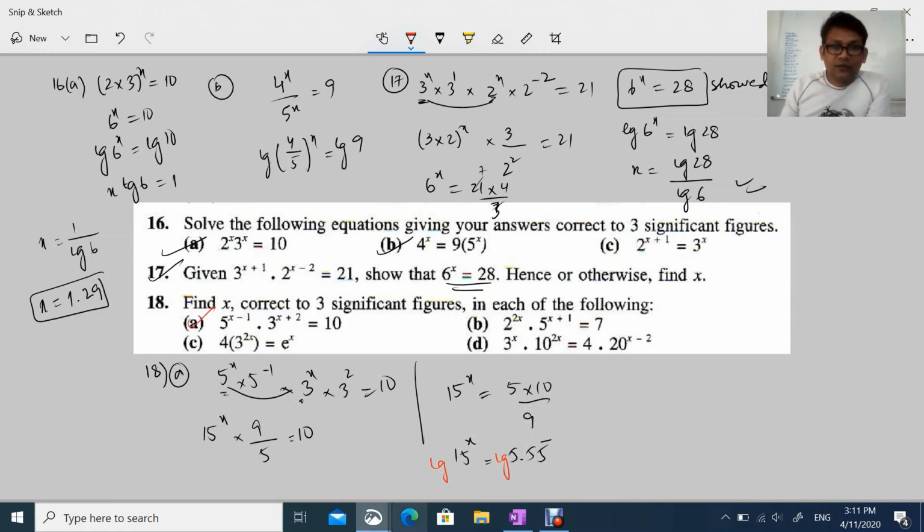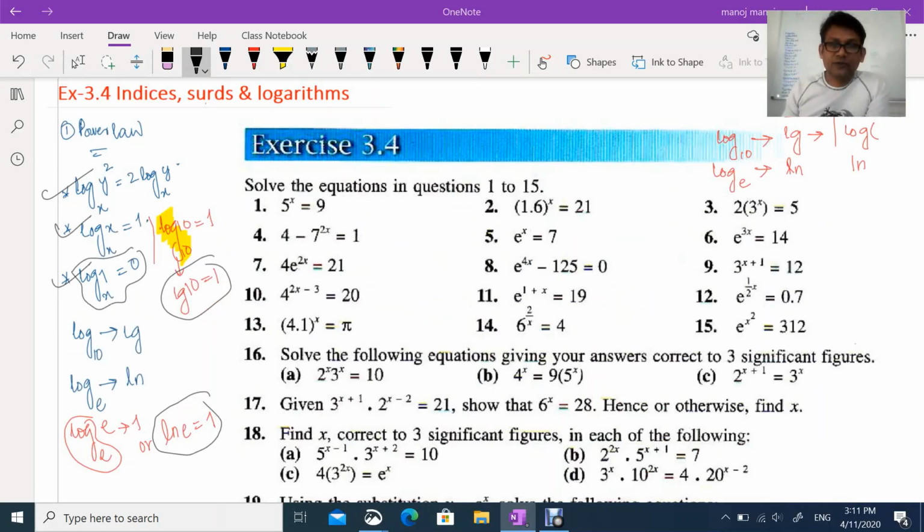Okay, and now you can get x is equal to log 5.55 divided by LG 15, and you can get the answer of x. There is no problem. Okay, moving to the next question, number 18 we have done.